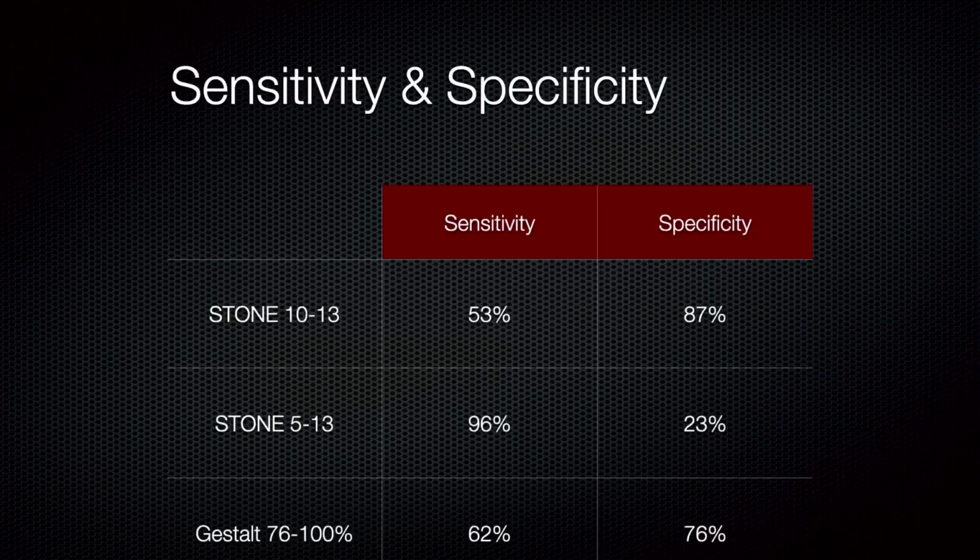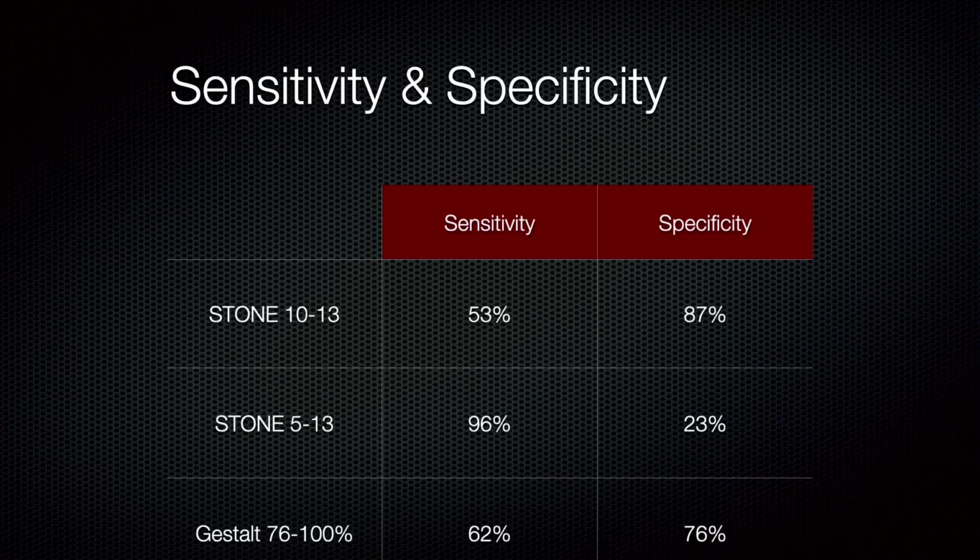And so if we strip away some of the extra data, we say, hey, if you're high risk, stone score above 10, your sensitivity is 53%, your specificity is 87%. It kind of reverses a little bit. So if you're 5 to 13, your sensitivity is 96%, specificity is 23%, and gestalt is somewhere in the middle.